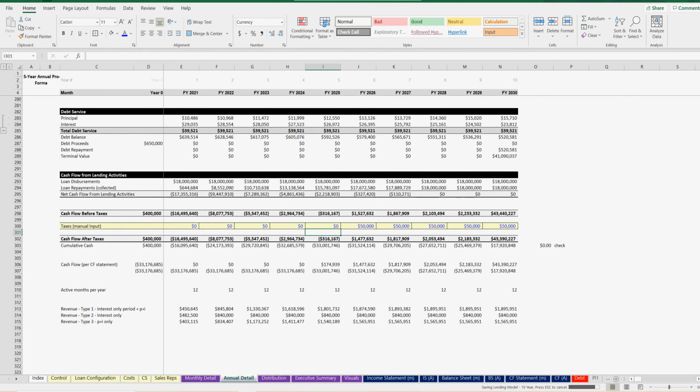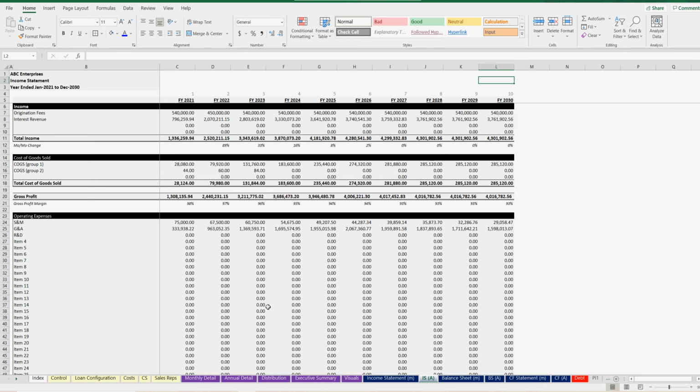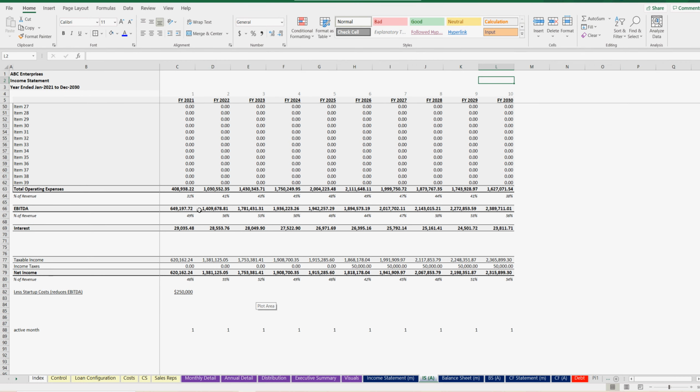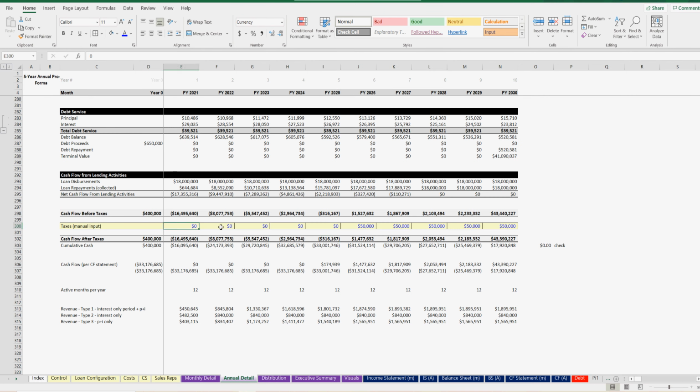There is enough granularity in the logic to understand, like here on the annual income statement, you can see down to EBITDA, interest is broken out, taxable income here, and then the taxes. Technically, we could just take the rate times taxable income, but I just thought there's too many variables to account for. So on the annual detail, you'll just enter in what you think the taxes are each month, and that will affect available cash to distribute as well.